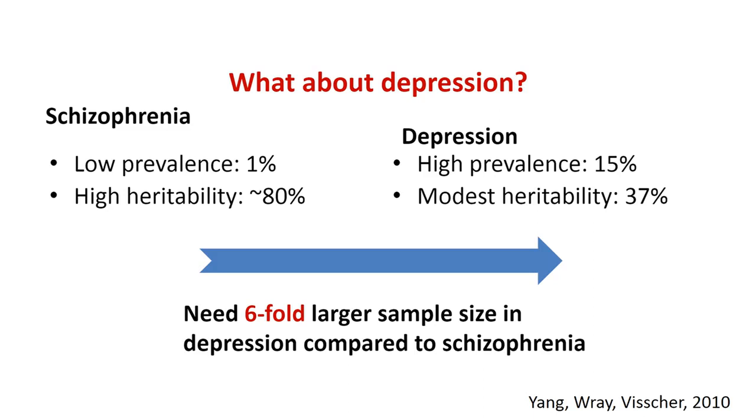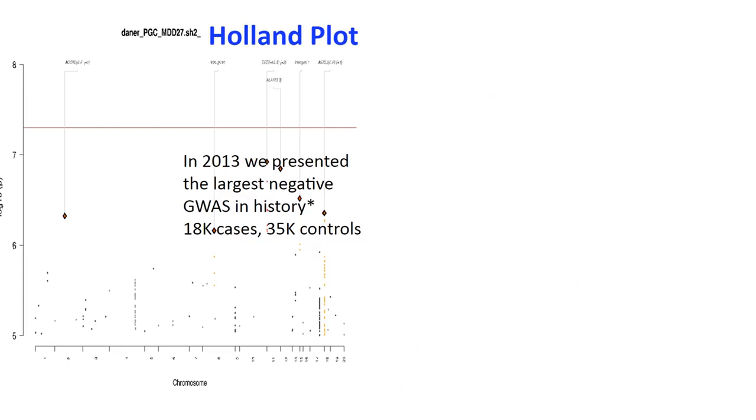So if the effects in schizophrenia were starting at odds ratios of 1.3 or so, or 1% of the phenotype, then because depression is more prevalent and has a lower heritability, that means that a priori we should expect the effects to be lower in depression overall. And we worked on depression for quite a long time.